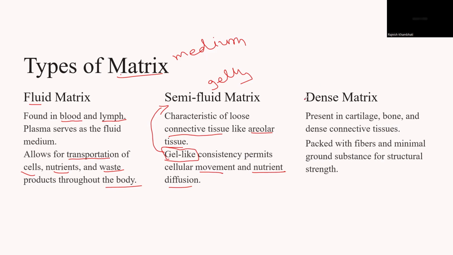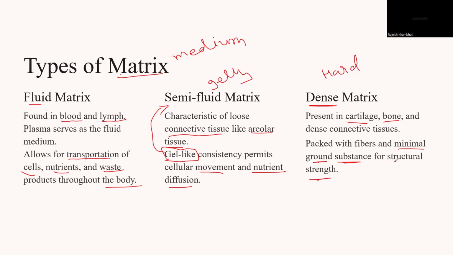Then the third type of matrix is called dense matrix. It is hard. Dense matrix is present in cartilage and bones. Your bones are very strong and hard because the matrix is hard, packed with fiber and minimal ground substance. Ground substance means the material between two cells and between the fibers is very little, secreted by cells, which is very less for structural strength.